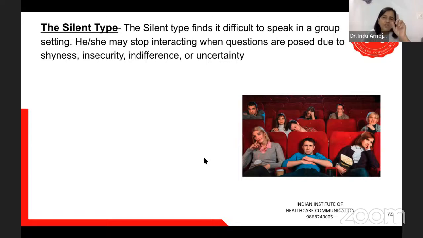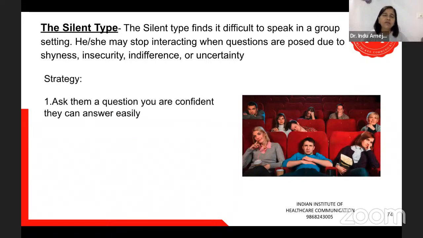Of course, you will be actually looking at them quite often, but then they don't disturb you. But if a lot of the audience become like this, then it can affect your performance and also the flow of your program. The strategy that will work with them is to ask them a question that you think they can answer. That way you can engage them.